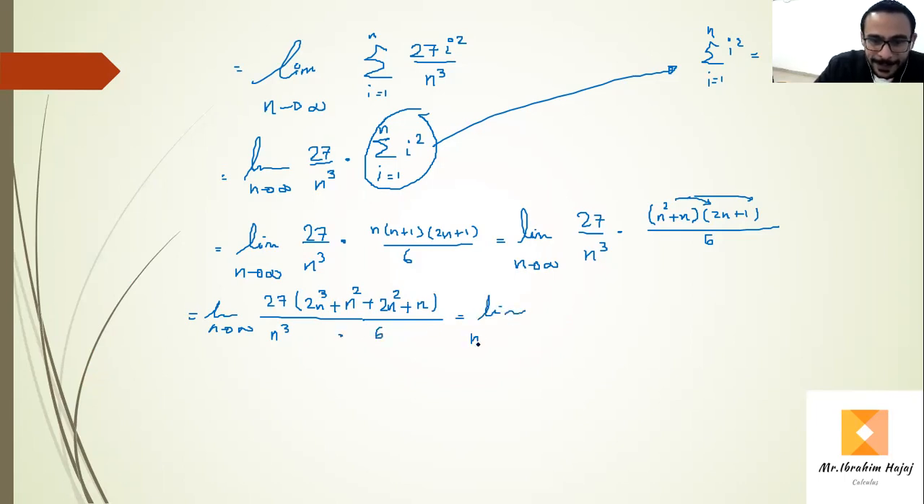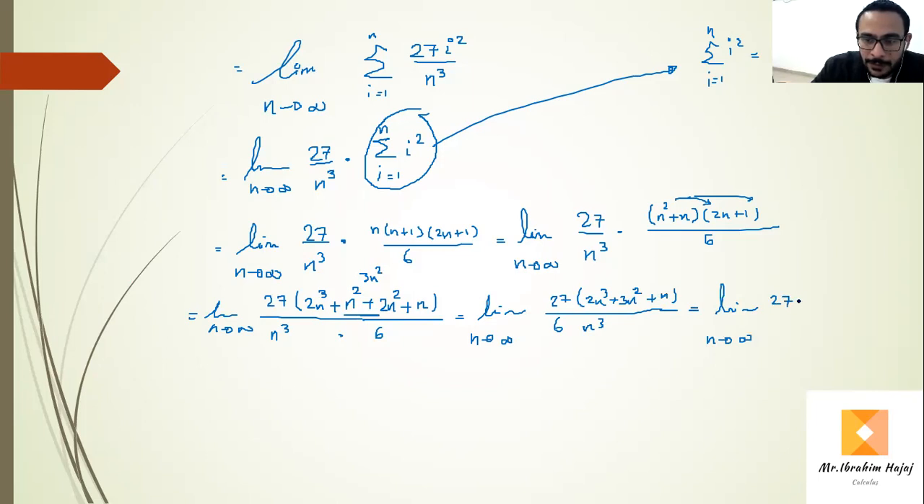So the limit as n approaches infinity, pay attention please, of 27 over 6n³, and up here we can add like terms: n² and 2n² is 3n². So we have 2n³ plus 3n² plus n. Now in the limit as n approaches infinity, we can take n as a common factor, and we have n(2n² + 3n + 1), all over 6n³.